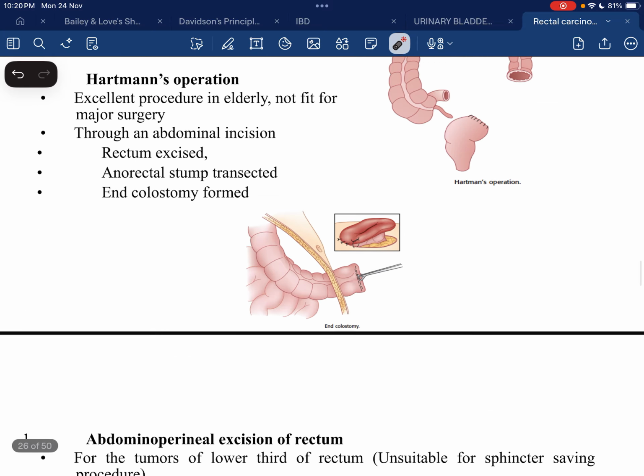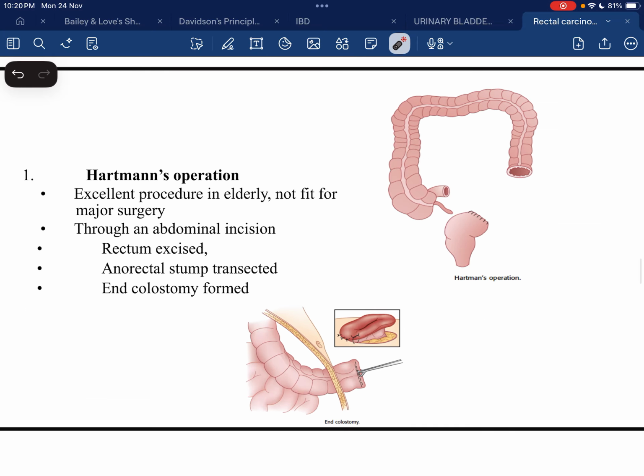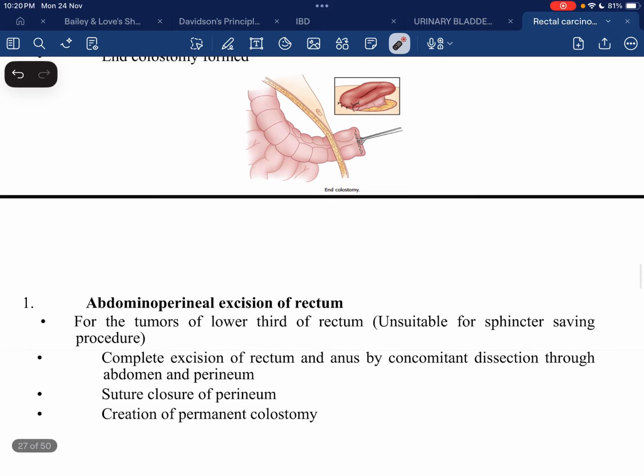Anterior resections. So there is another one, Hartmann's operation. This is an excellent procedure in the elderly, not fit for major surgery. Through an abdominal incision, the rectum is excised, the anorectal stump transected, and an end colostomy formed.